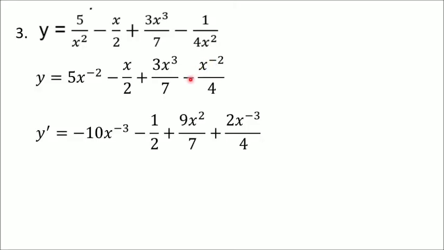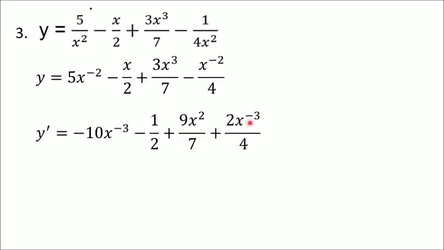Times, okay, because negative 2 times negative 1 there, it became positive. And then, x to the negative 3, because negative 2 minus 1 is negative 3. All over 4, just copy the denominator. And then, reduce if there is something to reduce, like this. 2 over 4 can be reduced to 1/2.